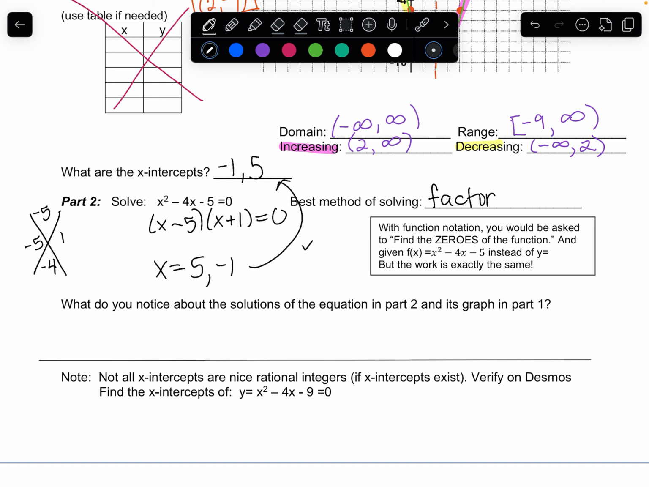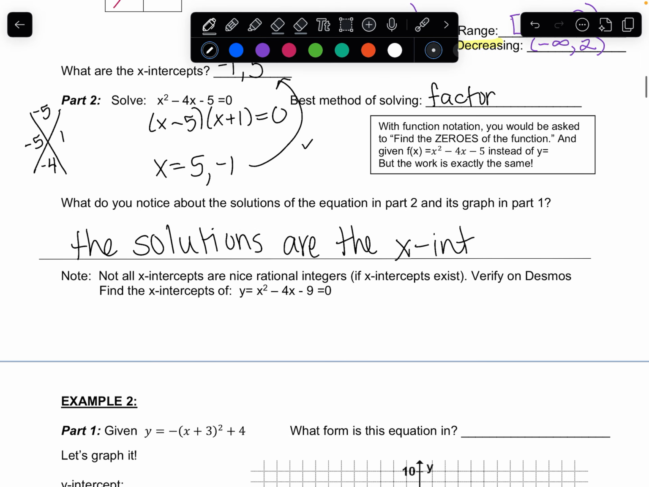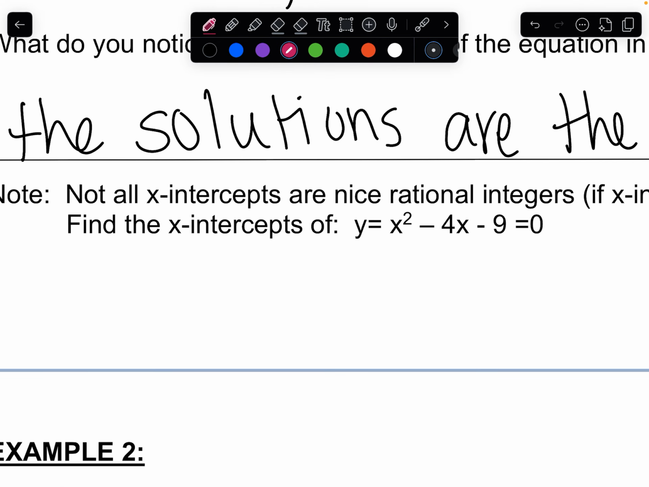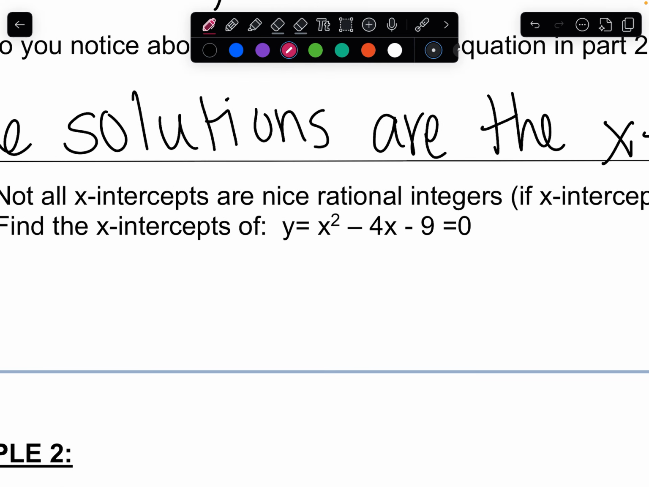And so what do you notice about the solutions of the equation, part 2, for the graph in part 1? We talked about this. The solutions are the x-intercepts. And we've talked about this a lot. We talked about this with our discriminant. Not all x-intercepts are nice rational integers like this. And so we can find the x-intercepts for this problem. So I'm just going to cross out that y equals. Now, we can't factor it because there are no two numbers that multiply to get 9 and add to get -4.